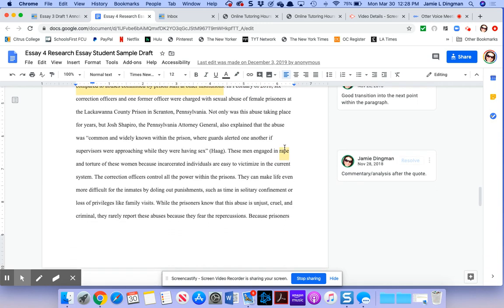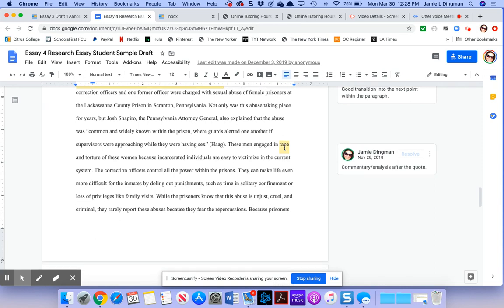Not only was this abuse taking place for years, but Josh Shapiro, the Pennsylvania Attorney General, also explained that the abuse was, quote, common and widely known within the prison, where guards alerted one another if supervisors were approaching while they were having sex, end quote. And then we have the citation. And this is a last name because it may have been a resource where there weren't page numbers, like on a web page or an online article.